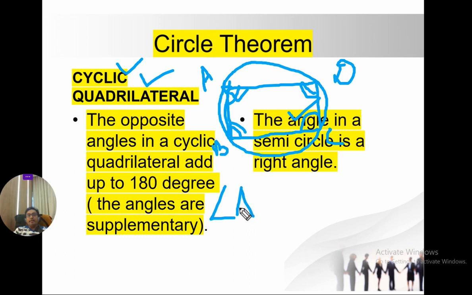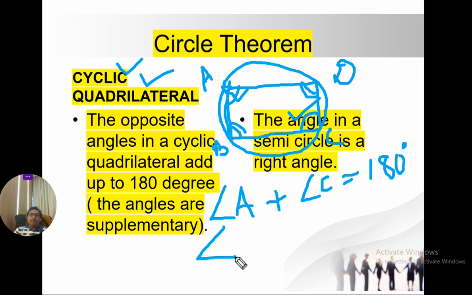Angle A plus which angle? The opposite angle among B, C, D. Which will it be, you tell me. Angle C. Correct. Angle A and angle C add up to 180 degrees, which is also called supplementary. This is one pair of opposite angles. Which is the other pair? B and D. So angle B plus which angle? C? No. A? No. D? Angle D. These two will add up to 180.